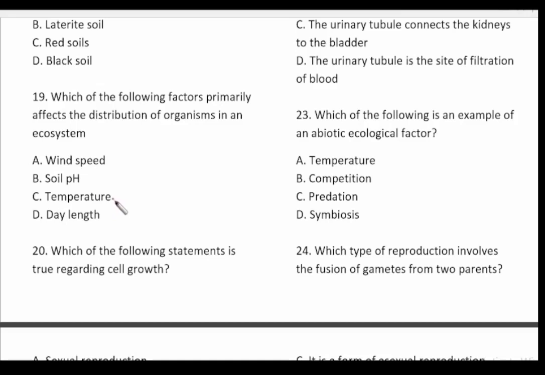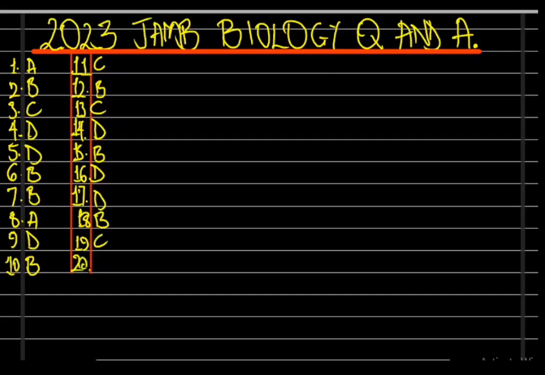Temperature basically sets the range within which an organism thrives. So we have a lower limit and an upper limit for organisms to survive, and when organisms find themselves in an environment that is not friendly, particularly when it is colder than expected or hotter than expected, they find it difficult to survive in such an environment. And so that is why we are picking temperature as the answer to that particular question, option C. And then we have question 20.